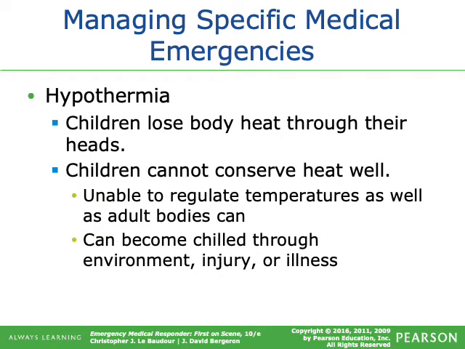Hypothermia. This is very important because children lose a lot of body heat through their heads. Children can't conserve heat very well. They're unable to regulate their temperature as well as the adult body. They can become chilled through the environment, injury, or illness.